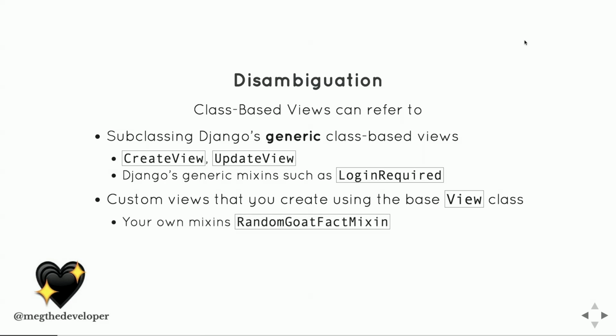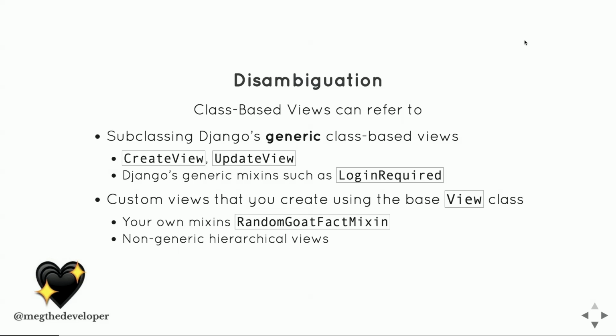Django provides just this base view class, which we'll look at in a second as well. And if you do that, even outside of the generic views, you could do something like make a class called random goat fact mixin, and that just puts a goat fact and the logic for getting a random goat fact on every single one of your views, so that on every page of your web application there can be a random goat fact. I didn't build that, unfortunately.